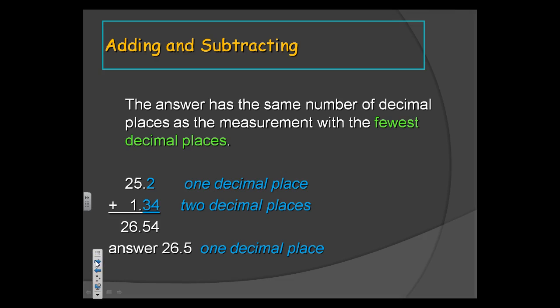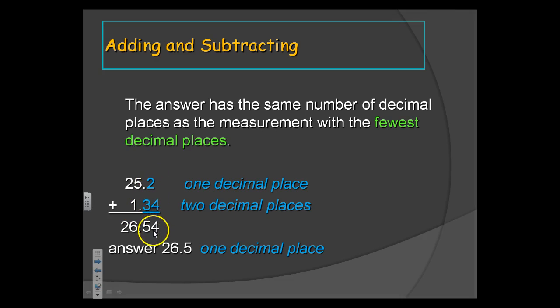Adding and subtracting. The answer has the same number of decimal places as the measurement with the fewest decimal places. So adding and subtracting, it's all about the decimal places. One of my measurements here is 25.2. Somebody else measured something and they had a more precise measuring tool, and so they were able to measure it out to 1.34.